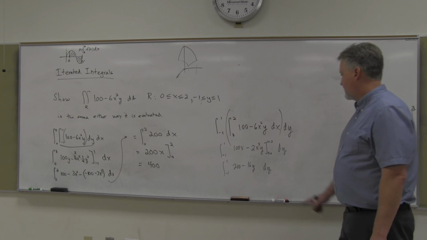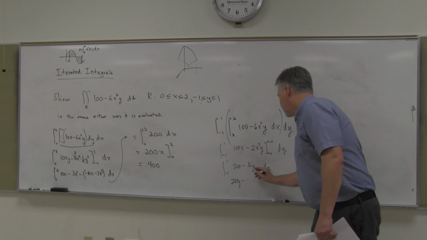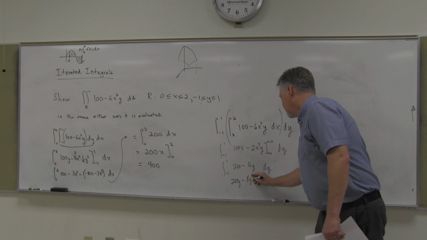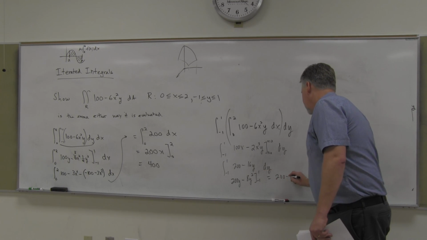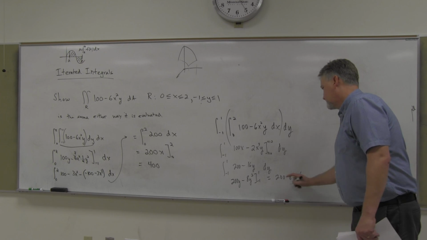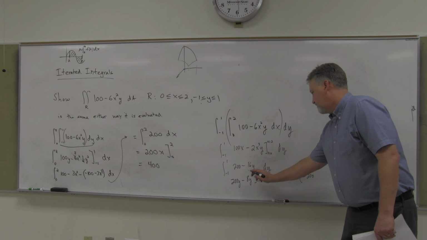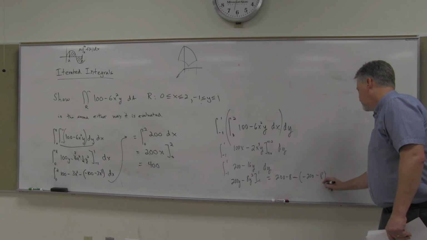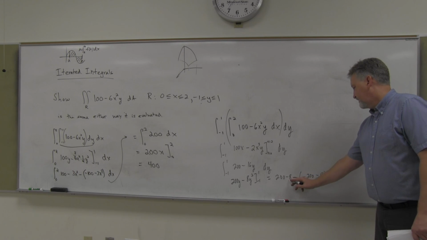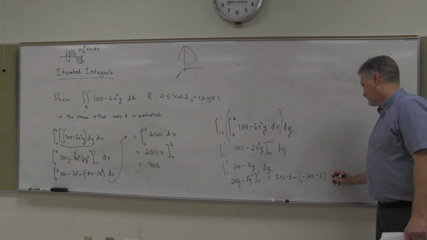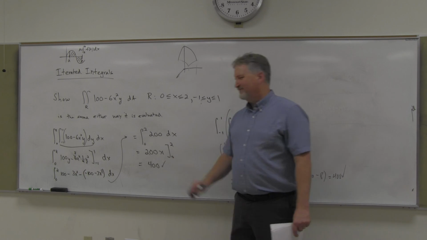So I'm down to this. Now I'll integrate that with respect to y. It's 200y minus 8y squared, from -1 to 1. So that's 200 minus 8, minus -200, and then minus 8 again. So it'll be 200 plus 200, and then -8 plus 8. So, yes, 400 again. Fubini's theorem: the order doesn't matter.